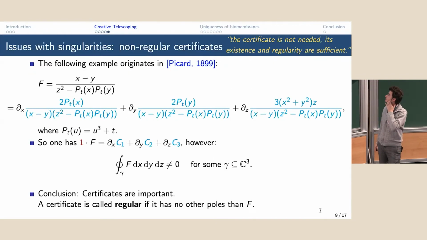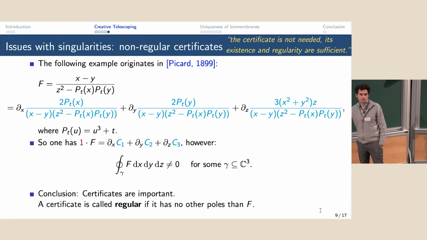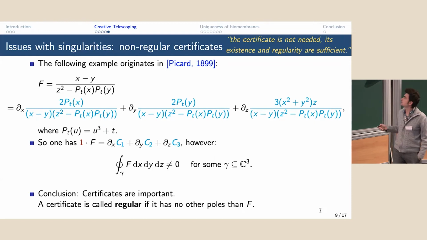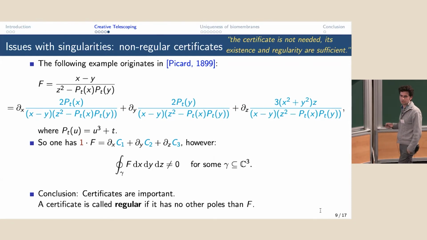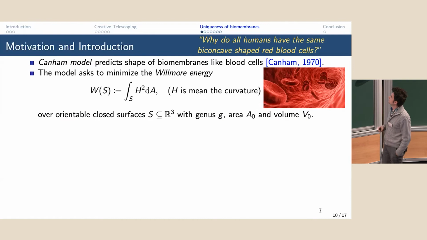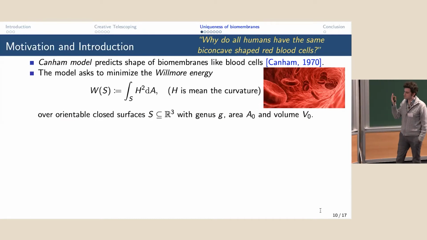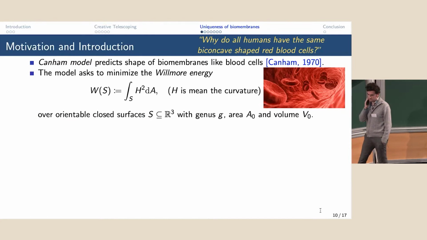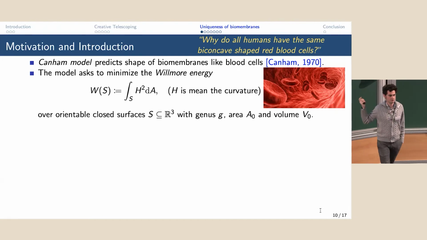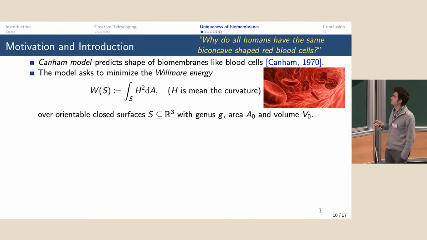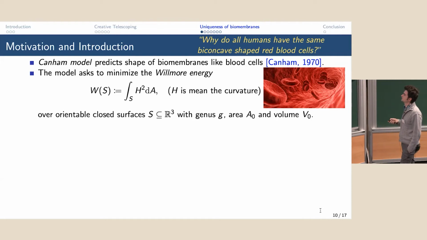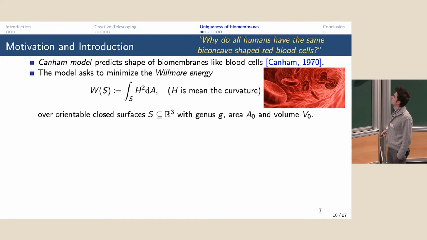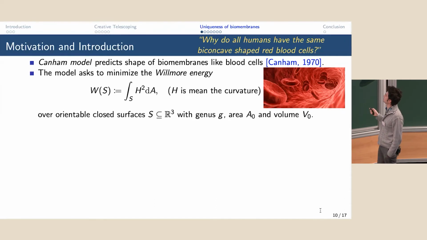So yes, before I go to the next part, this was my summary about creative telescoping, which I will now apply in the case of the Canham model, which goes as follows. This part is joint work with Ali in Boston, who is one of my advisors, and Thomas Yu, and it is about the Canham model and the uniqueness of biomembranes for genus 1.